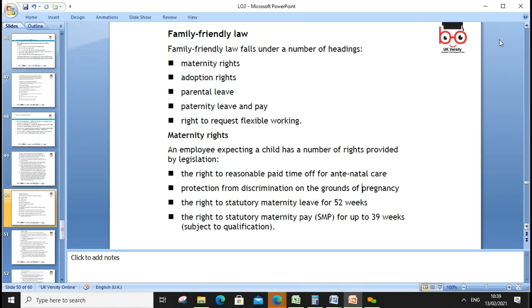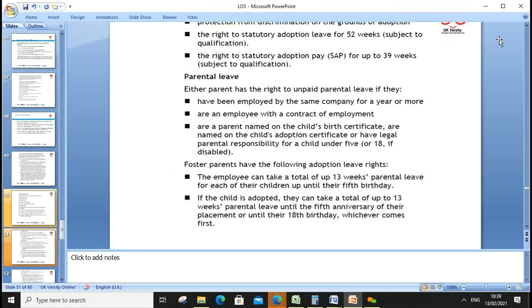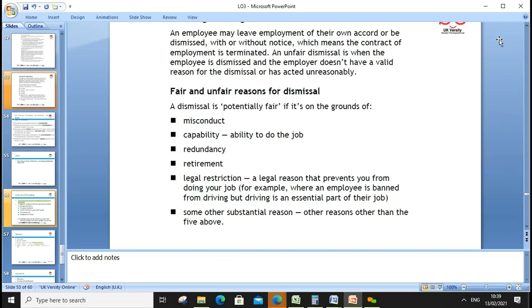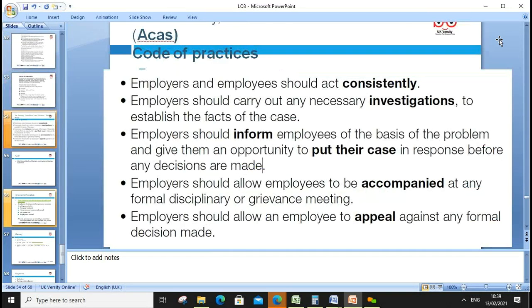So guys, then we have maternity leave and family friendly laws. Yes, these fall under a number of headings: maternity rights, adoption rights, parental leave. So all these, 52 weeks of statutory leave, and up to 39 weeks with pay and without pay, we need to follow. And all these legislations we have to embed in our employment contract.